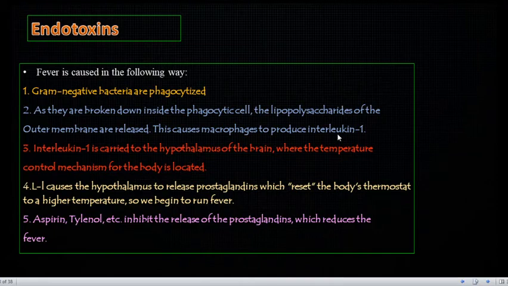Okay, please remember, fever is also known as pyrogenic response, and your interleukin can also be called as endogenous pyrogen. Okay, causing an increase in the temperature of the body. So, you can use aspirin, Tylenol, etc. to inhibit the release of prostaglandins, which reduces your fever.